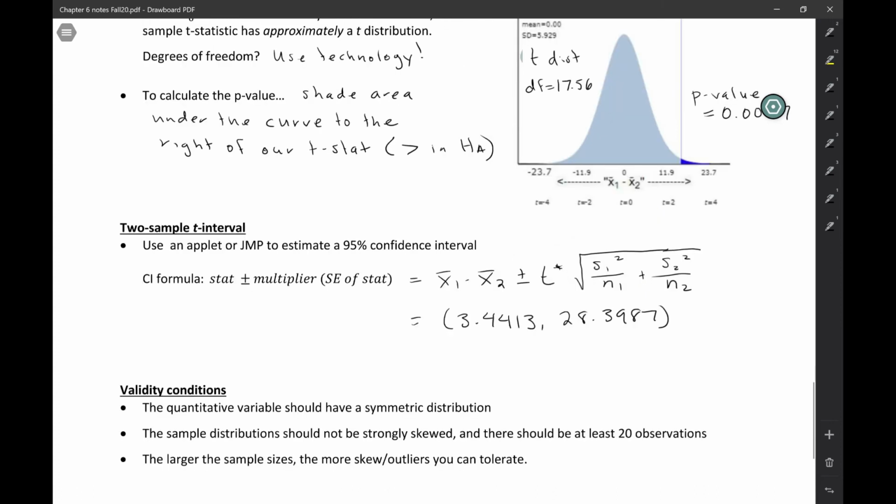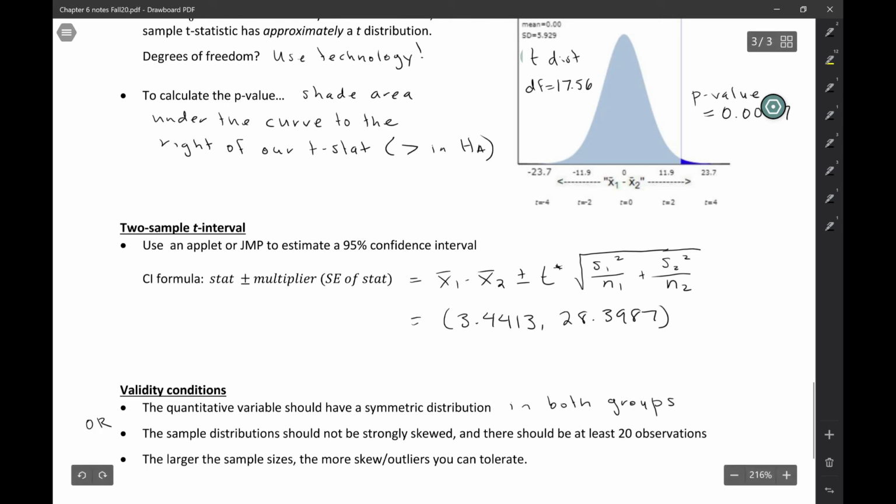So just like any theory-based test, we need to check the validity conditions before we decide whether these values should be considered valid. These are going to be very similar to what you saw for the one sample t-test, except now that we're doing a two sample t-test, you basically have to check those conditions in both groups. So one option is that the quantitative variable should have a symmetric distribution. Here we would say in both groups, we need to check and make sure that it looks pretty much like it came from a normal distribution in both groups. That's one option.